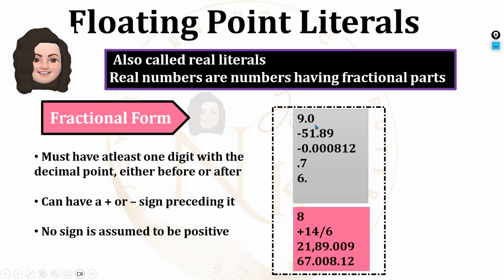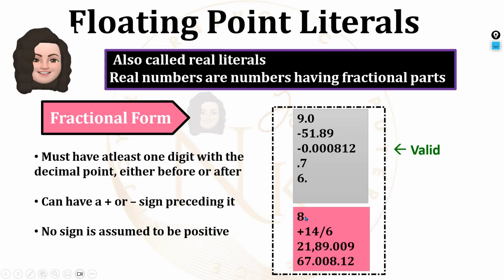You can see here 9.0, correct. Minus 51.89, valid. Minus 0.0, you have a decimal point, numbers before and after, so it is valid. Here you can see .7. There is no number before the decimal point, but it is also valid because it should have at least one number before or after the decimal point. 6. is also valid. So these are all valid.